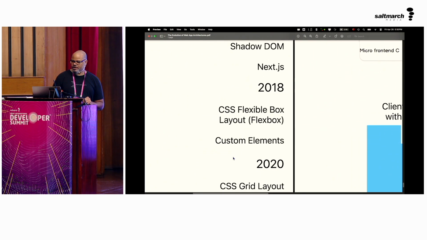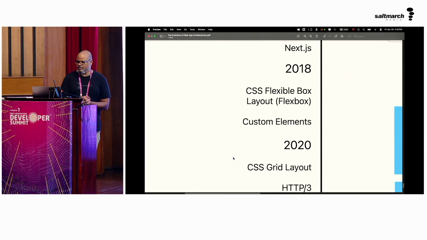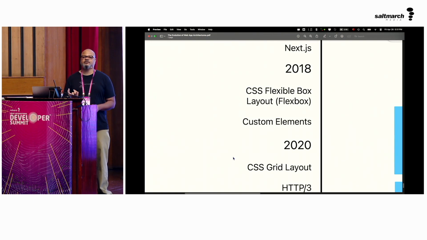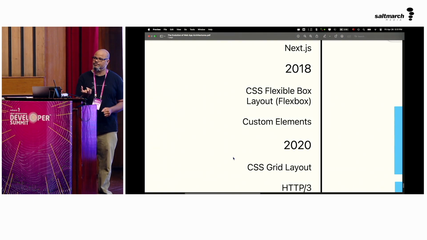And then 2018, we get much more powerful CSS. Finally, we can avoid doing tables anywhere or fancy div stuff. And we also get custom elements. So now we're at a point where the web initially was built with HTML, right? With certain elements like body, H1, H2, H3, etc. In 2018, custom elements gave us the ability to create our own elements. You can actually extend the language, okay?